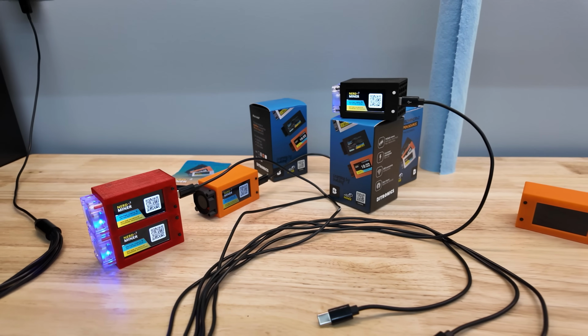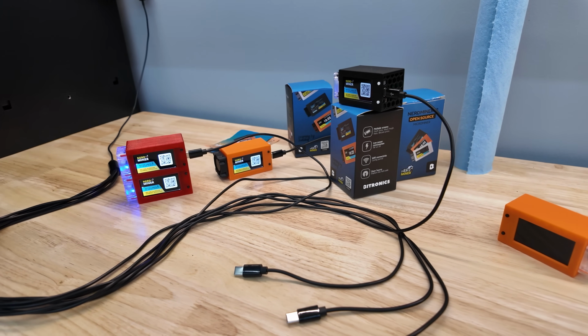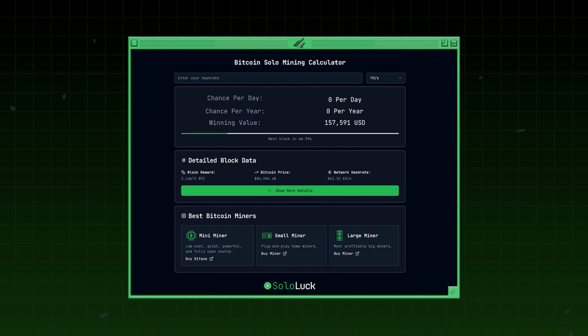These little mini nerd miners have a micro shot. They're micro miners. They're fun, they're toys, they're gadgets, they're novelties. That's why they cost 50 bucks.